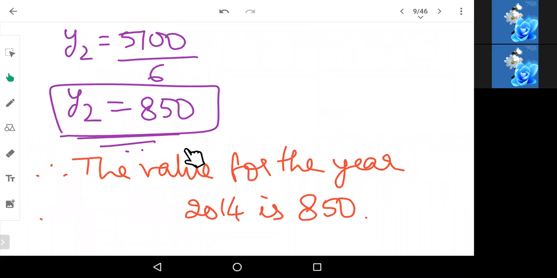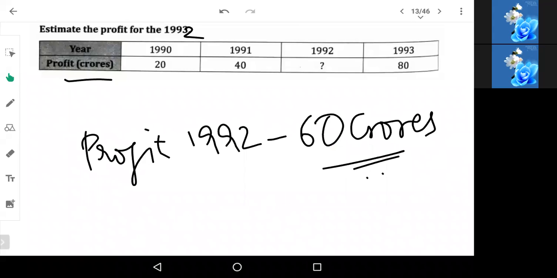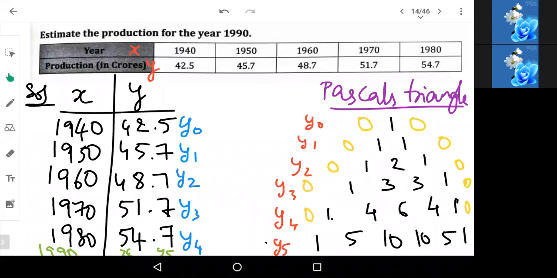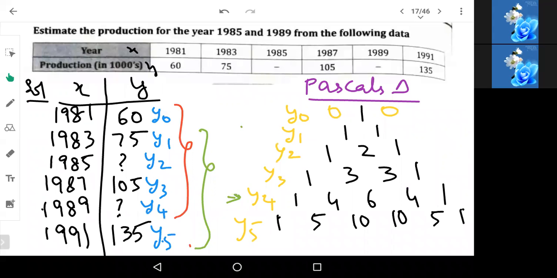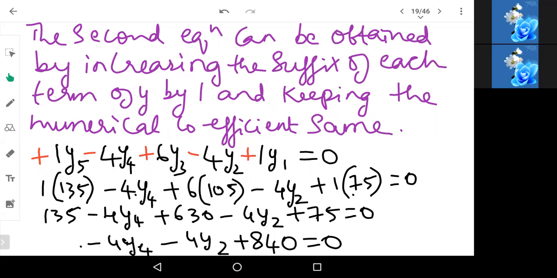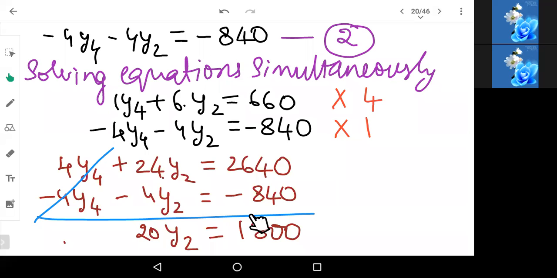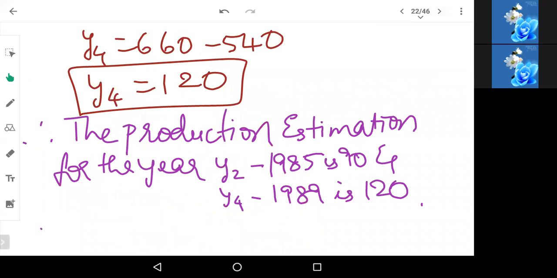In a few of the questions, you will have two missing values. In two missing value problems, you will have to arrive at two equations, and these two equations are supposed to be solved simultaneously. Once you solve the equations simultaneously, you will be able to get the full answer for both the values. Just write whatever values you get.